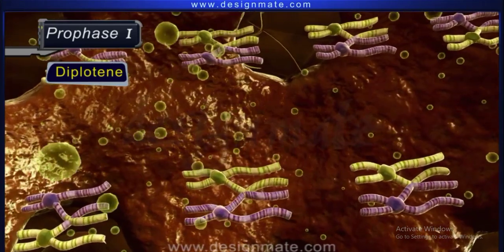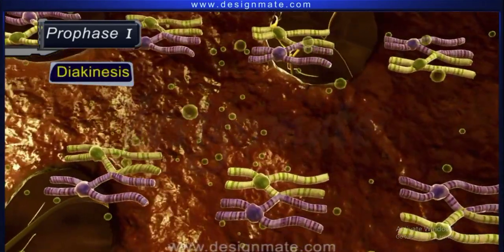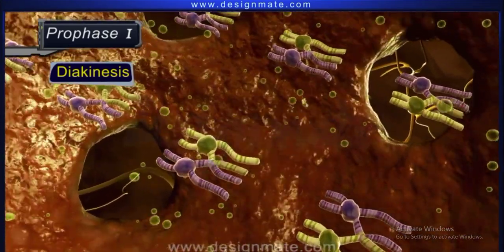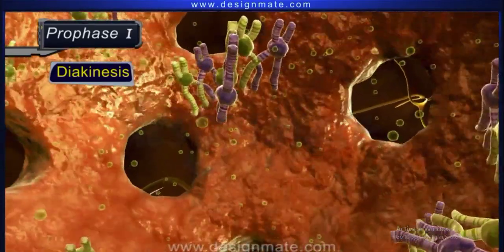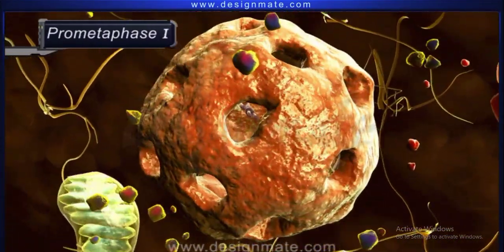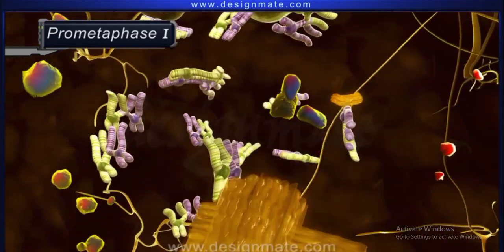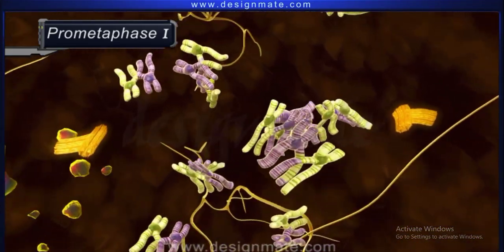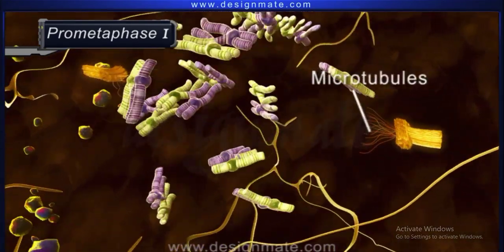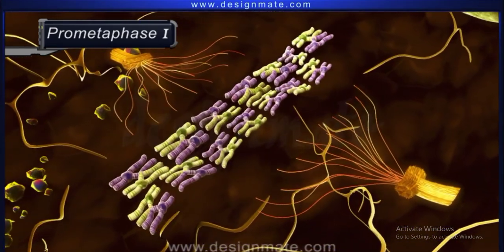Next comes the final stage of prophase in meiosis, called diakinesis, in which the chromosomes continue to pull apart and the non-sister chromatids remain loosely associated via chiasmata. The second stage in meiosis is called pro-metaphase I, which is marked by breakdown of the nuclear envelope. At this stage, the nuclear membrane disappears completely. Microtubules get arranged in the form of spindles between two centrioles and chromosomes get arranged on the equator of the spindle.